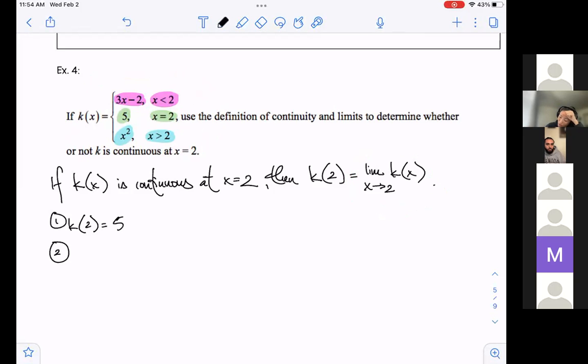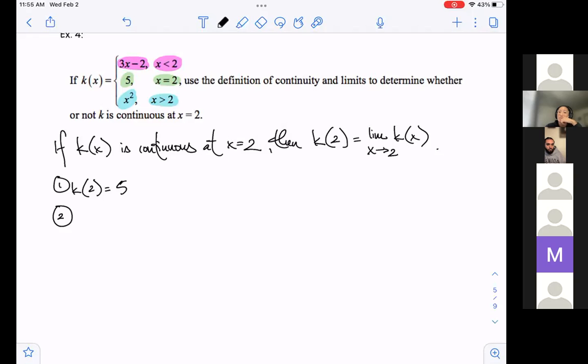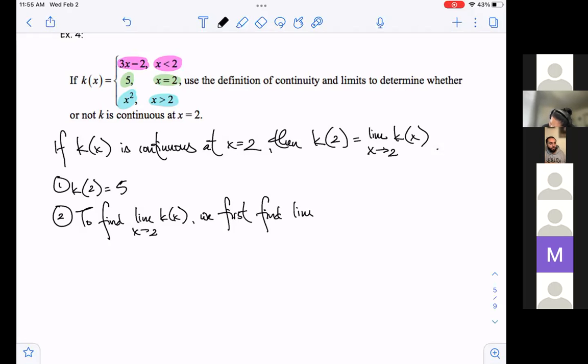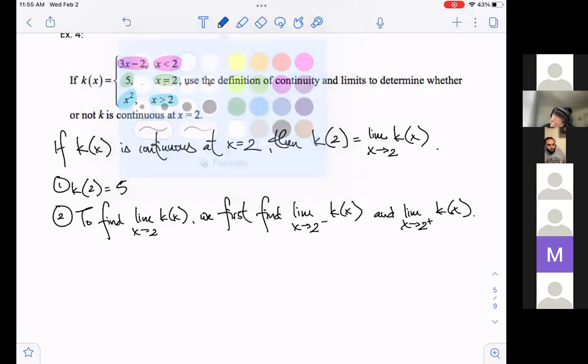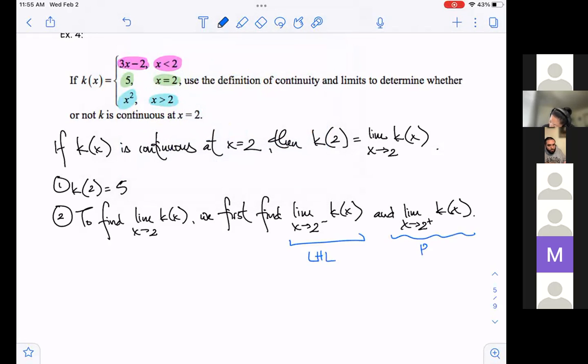Well, how do I find the overall limit if I don't have a picture? Exactly. We use the left-hand limit and the right-hand limit because if they meet at the same point, we're good to go. But if they are offset, then that's not going to have an overall limit. So to find the limit as x approaches 2 of k of x, we first find the left-hand limit and the right-hand limit. All right, so this is our left-hand limit. This is our right-hand limit.